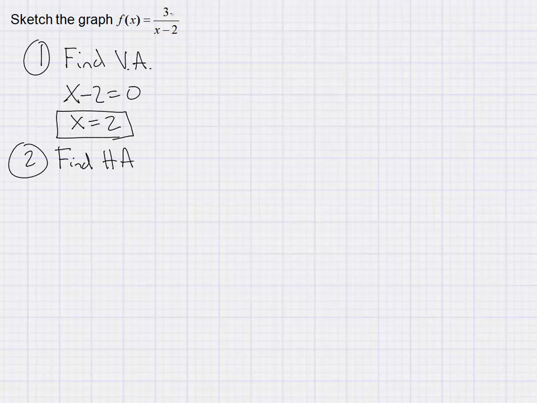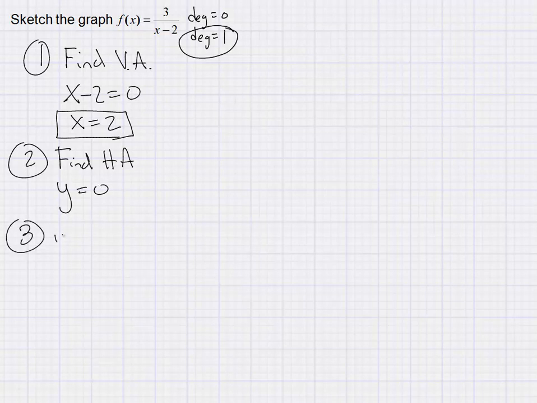Second thing I want to do is find my horizontal asymptote. Well, the degree of the numerator, since there is no x there, is going to be 0. The degree of the denominator is going to be 1. If the degree in the denominator is bigger, then y equals 0 will be my horizontal asymptote.